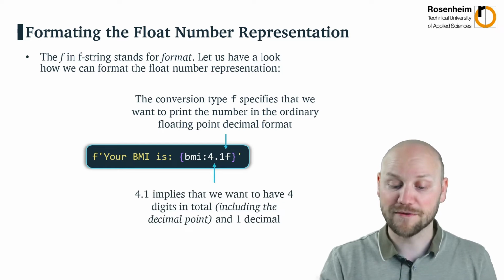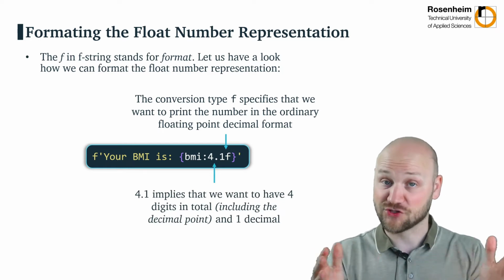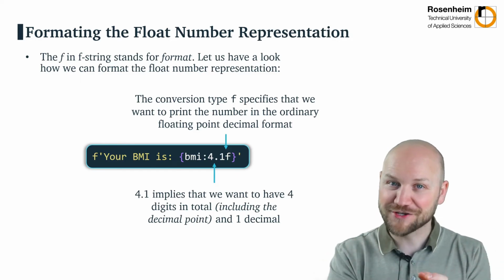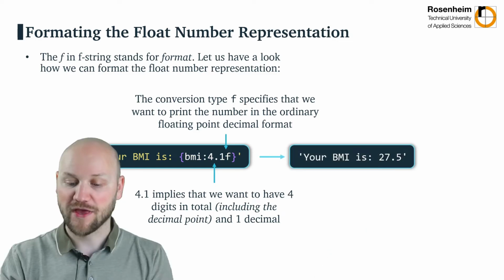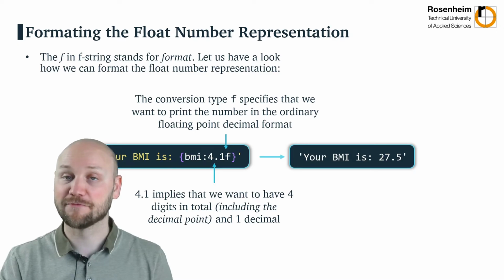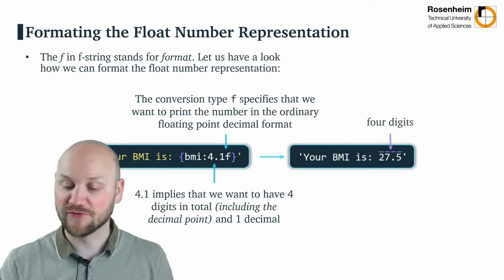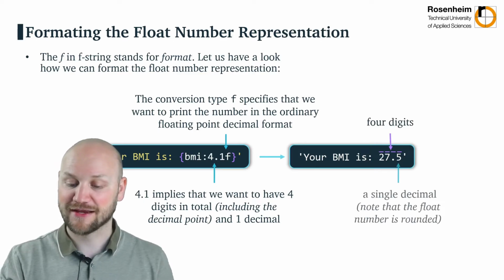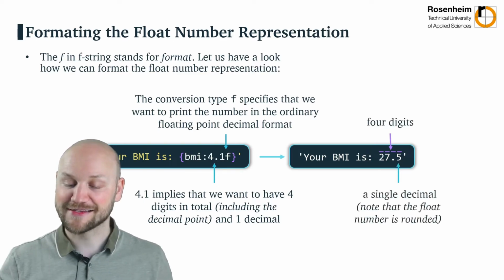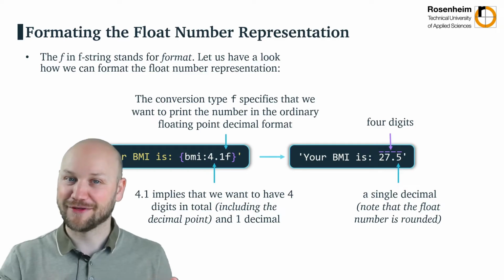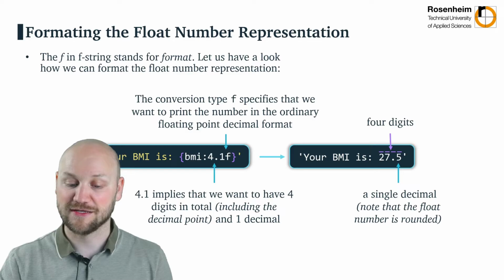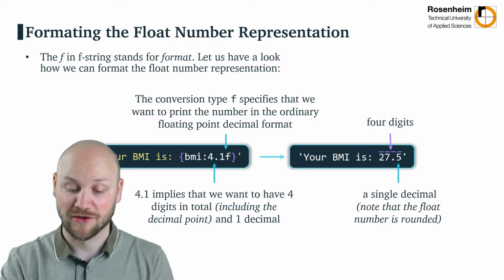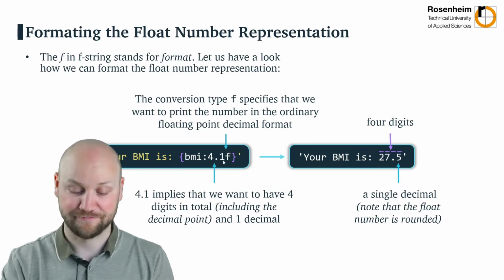The 4.1 implies that we want to have 4 digits in total and 1 digit after the decimal point. So the result is as follows: Your BMI is 27.5. There are 4 characters here as we intended, and there's one single digit after the decimal point, as we specified with the 1 after the dot in 4.1f.